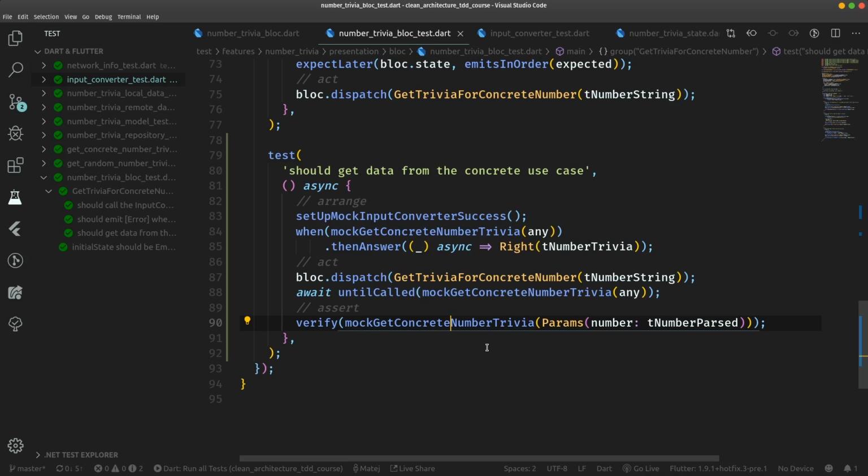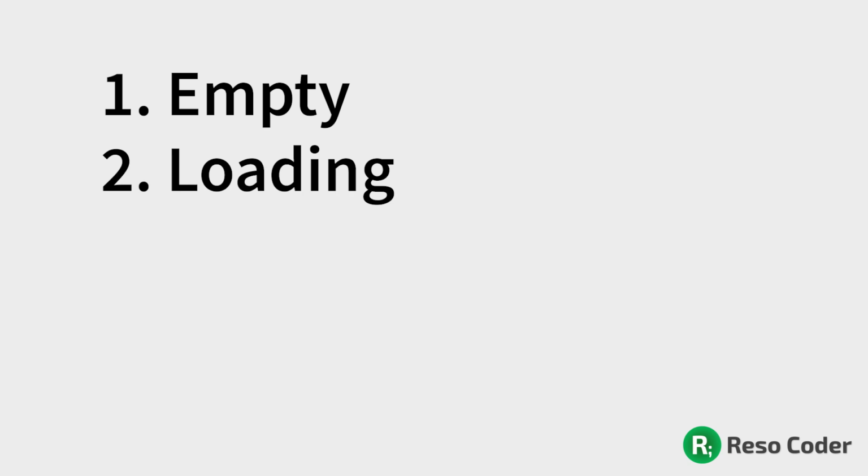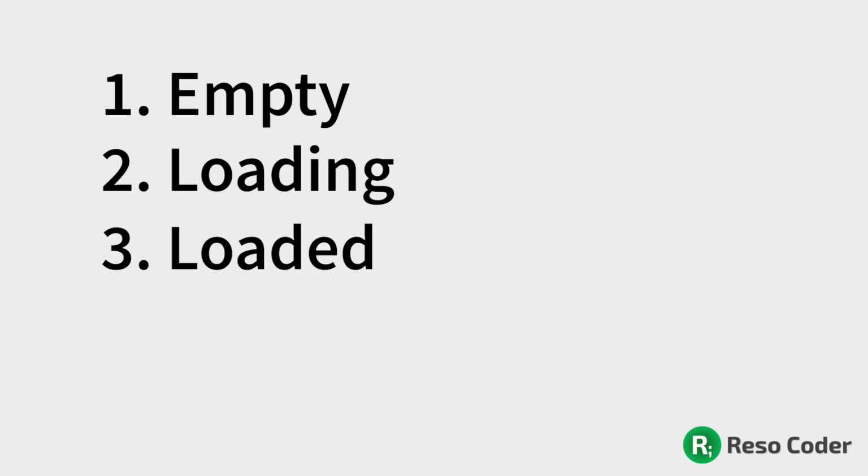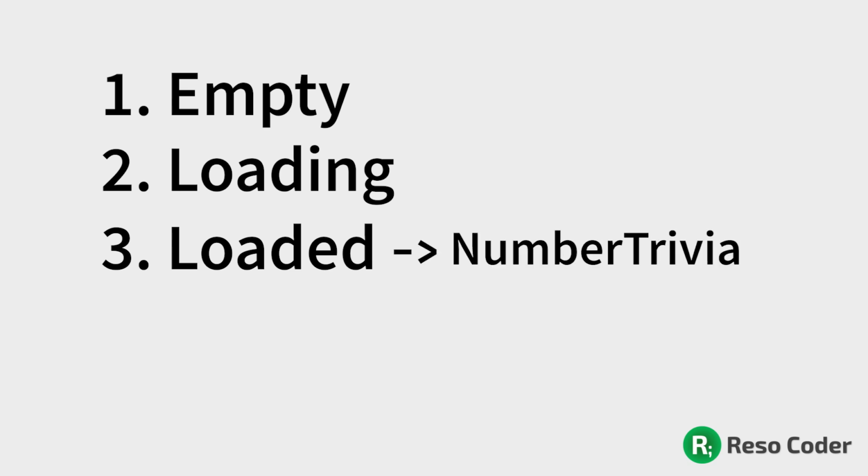So which states should the bloc emit when calling the getConcreteNumberTrivia use case is successful? Well, it should emit Empty first, because that's always emitted. That's the initial state. But then it should emit the Loading state and then the Loaded state. And the Loaded state will actually contain the number trivia the user is interested in.